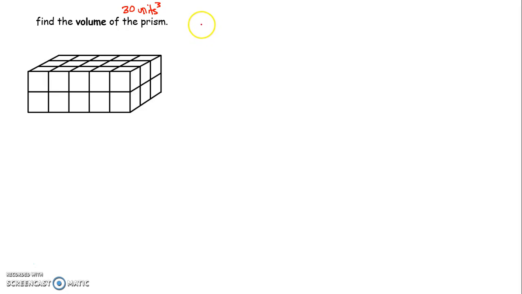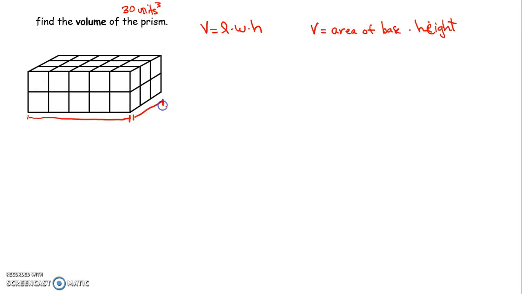In years past, you may have used this volume formula. Volume equals length times width times height. I'm going to focus on volume equals area of the base times the height. H-E-I-G-H-T. And here, the area of the base happens to be a rectangle, so the area of this base would be length times width, and then just times your height.